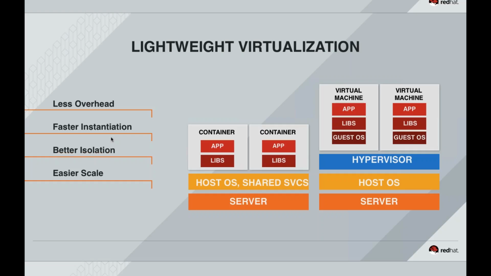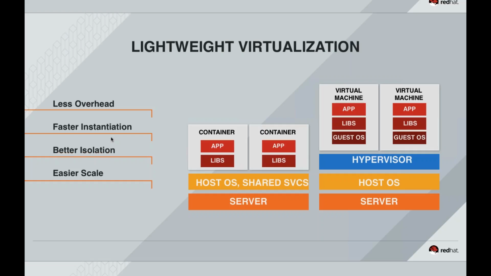Now, look at the image on the right-hand side. If you look at the virtual machine model, there is a hypervisor layer. Then you create multiple virtual machines, and each virtual machine has its own guest operating system. Each guest operating system has its own applications and dependent libraries. Now, if you look at the containers image, there is no hypervisor layer and no guest operating system layer here. The lack of these additional overheads makes containers more efficient.